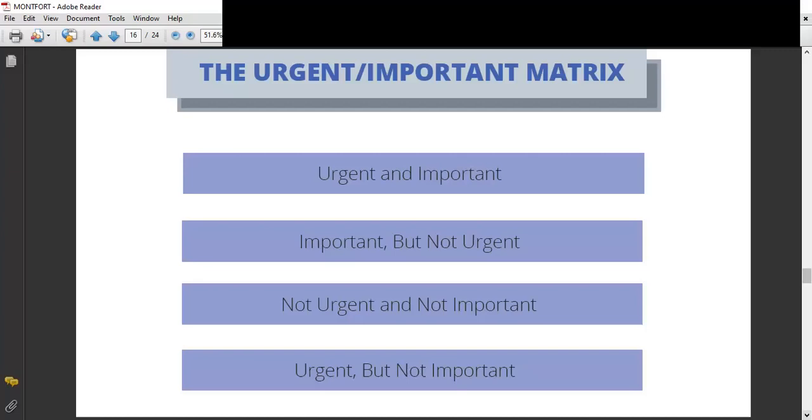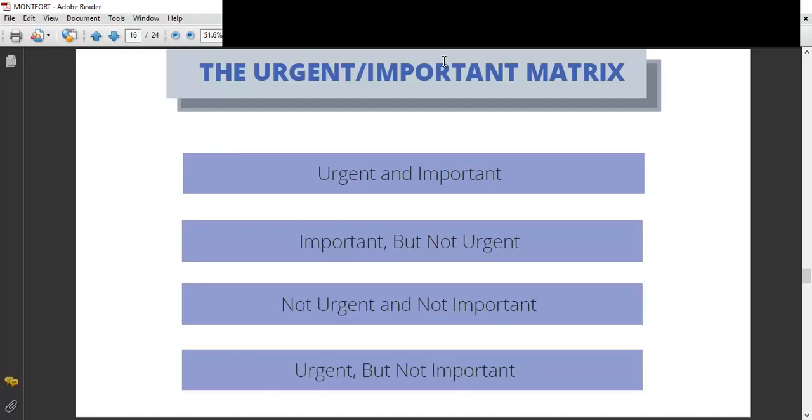Not urgent and not important. When we are planning something, suppose I'm planning for an outing, next month I will go somewhere. At that time, what happens? It's not urgent and not important. Right now it's not urgent and it is not important. When the time comes, it will become urgent and important.